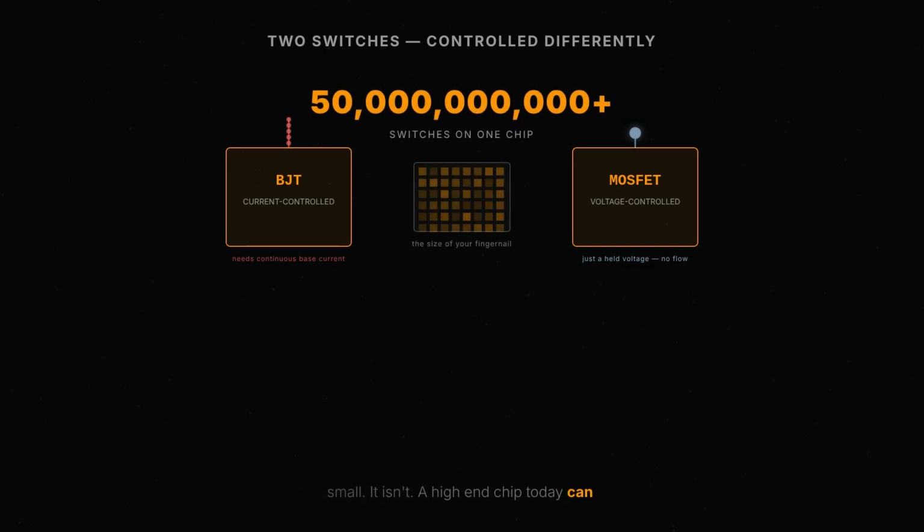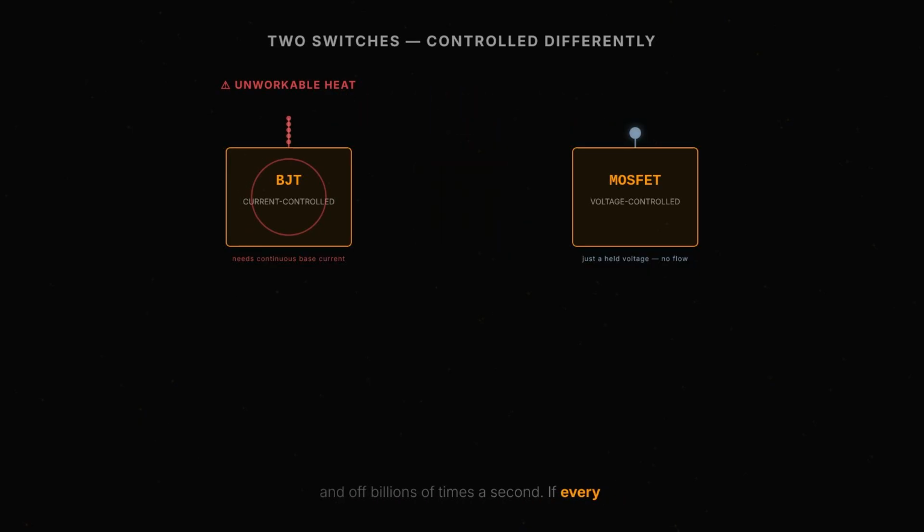A high-end chip today can hold over 50 billion of these switches, packed onto a piece of silicon the size of your fingernail, each one flipping on and off billions of times a second. If every single one of them needed a steady base current just to stay in the on state, the power draw and the heat would be enormous, unworkable at that scale. A MOSFET sitting there with its gate voltage held high draws almost nothing, just enough to charge that tiny gate capacitor each time it switches. That's the entire reason modern computing is built almost exclusively on MOSFETs, not BJTs.